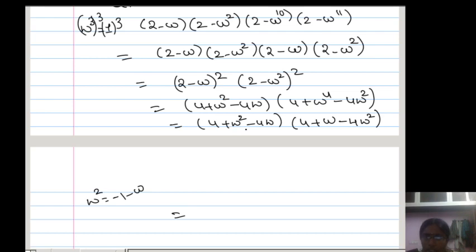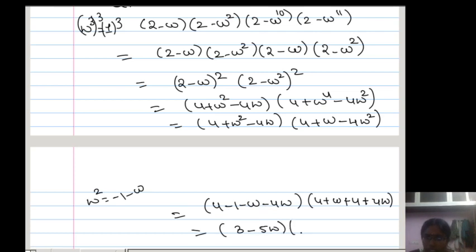Next, if I do here again, omega square is minus 1 minus omega. If you substitute, what happened? 4 minus 1 minus omega minus 4 omega. Next 4 plus omega minus into minus plus 4 plus 4 omega. Now 4 minus 1 is 3. So 3 minus 4 omega minus omega, minus 5 omega. Next here 4 plus 4 is 8, 5 omega.